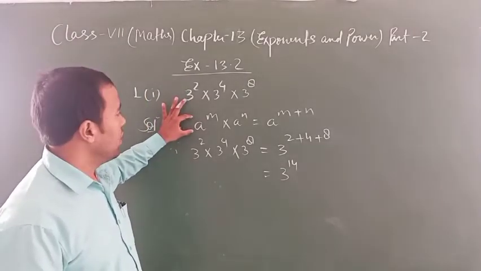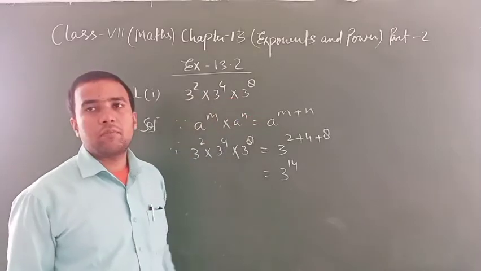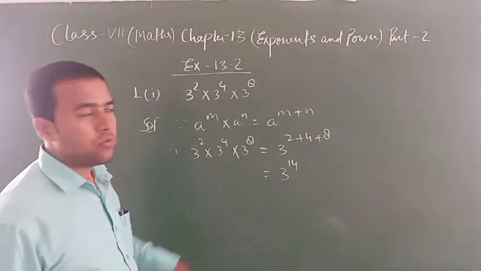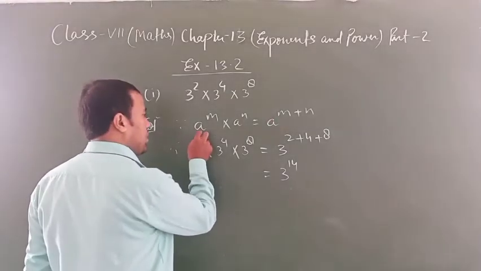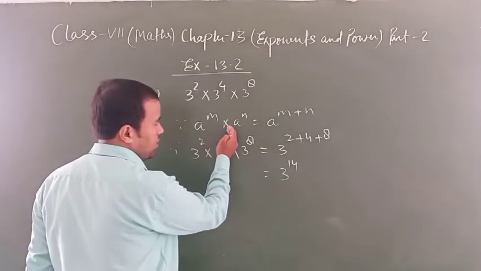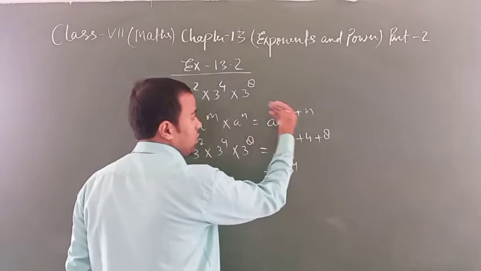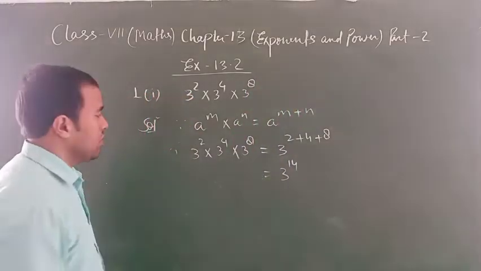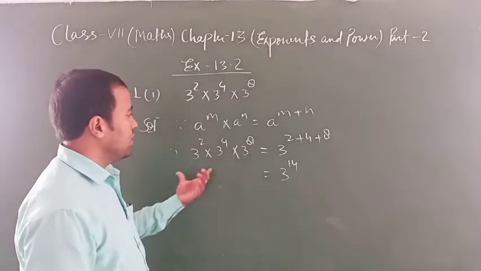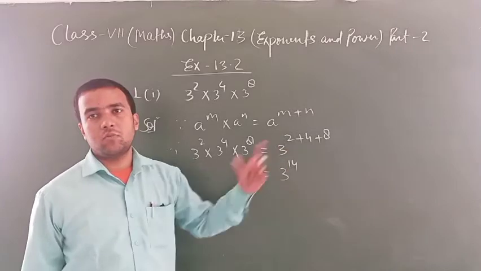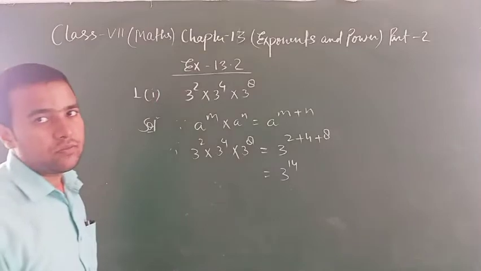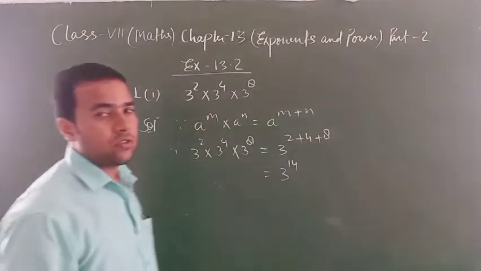We said a power m into a power n equals a power m plus n. So here you can write a power p also, a power o also; if there are more variables, no problem with that. Clear? 3 power 2 into 3 power 4 into 3 power 8, no problem. If the base is equal, the exponents we can add: 3 power 2 plus 4 plus 8 means 3 power 14. Okay? That was the first question.